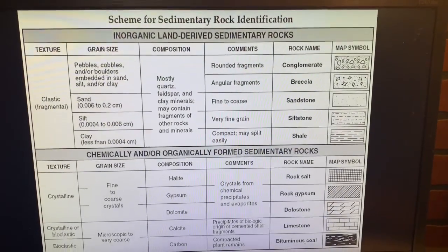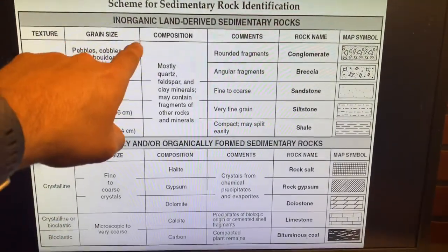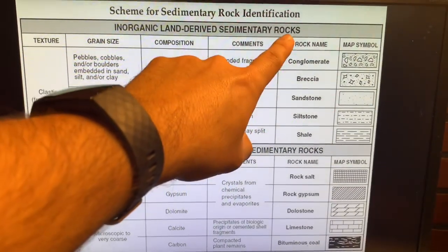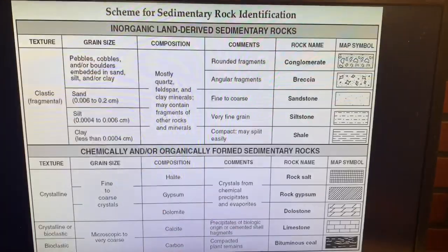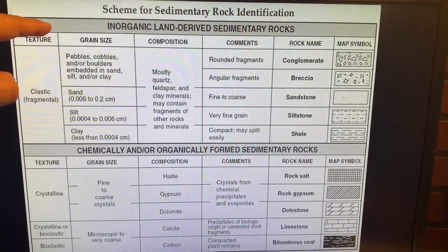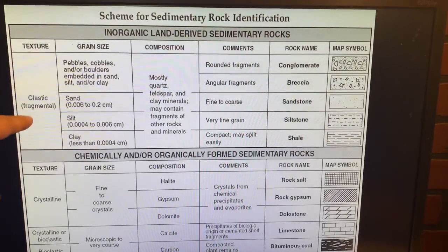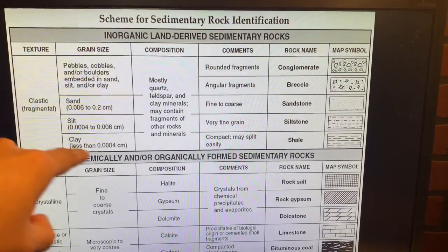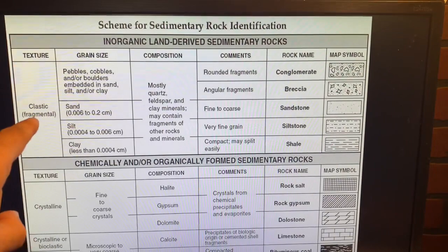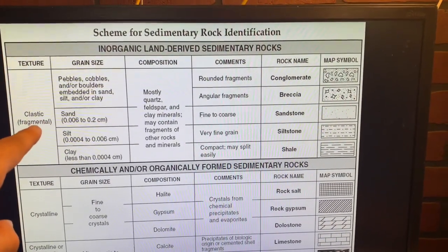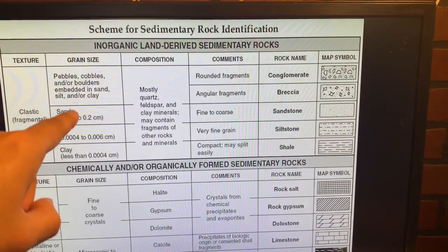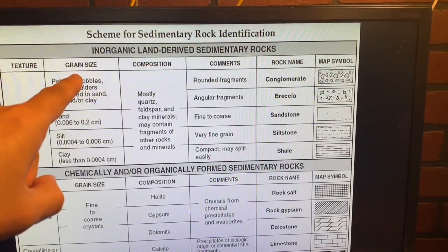All right, so here we have that chart I was just mentioning. So if you look right here, you have your inorganic land-derived sedimentary rocks. This is what we mean by a clastic. This group on top is what we would refer to as the clastic. You see the term right here. So these would all be your clastic rocks. They're fragmental. What that means is that they're pieces of something, fragments. And you notice there's different sizes here. That's going to be important for this chart.